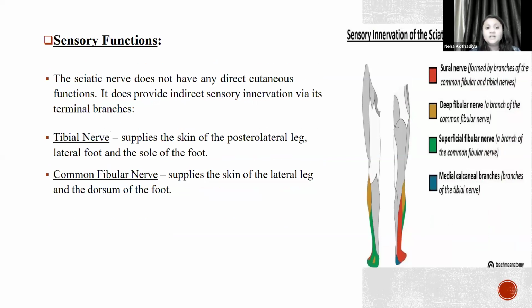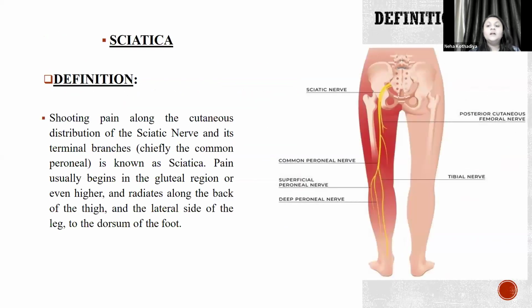Now, the tibial nerve supplies the skin of the posterolateral leg, lateral foot, and the sole of the foot. The common fibular nerve supplies the skin of the lateral leg and the dorsum of the foot.